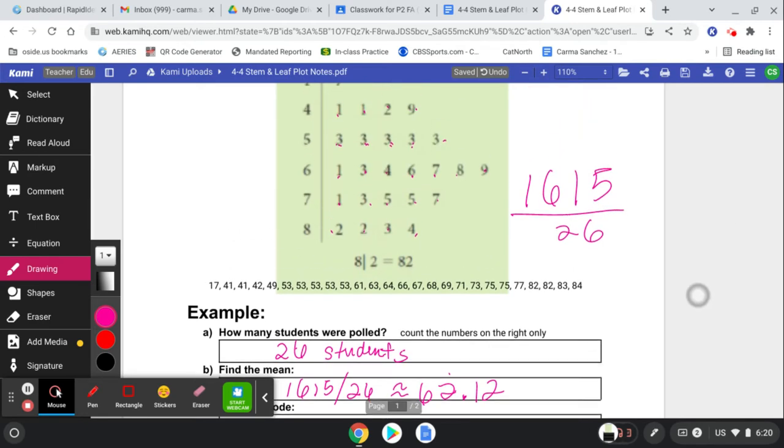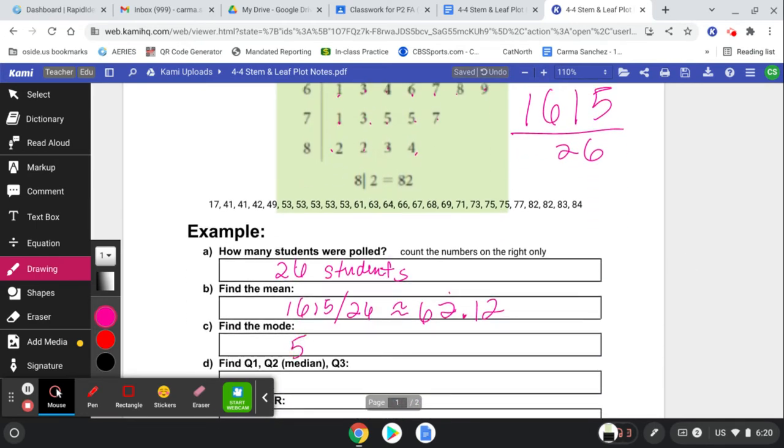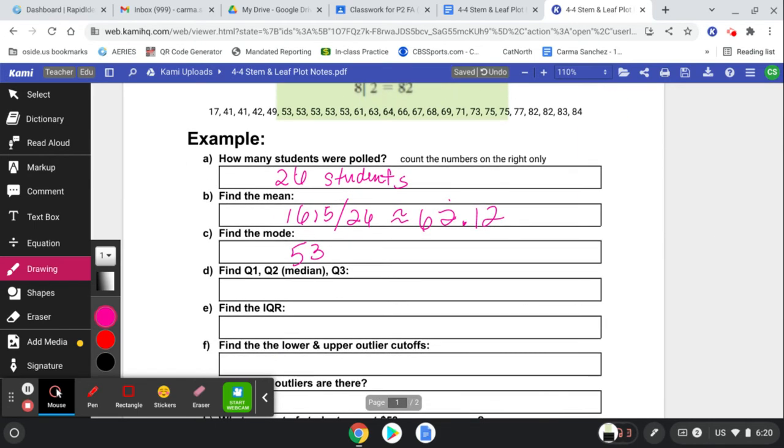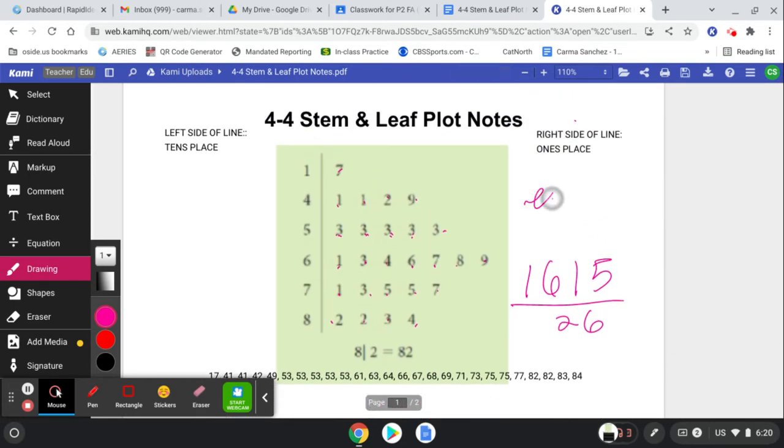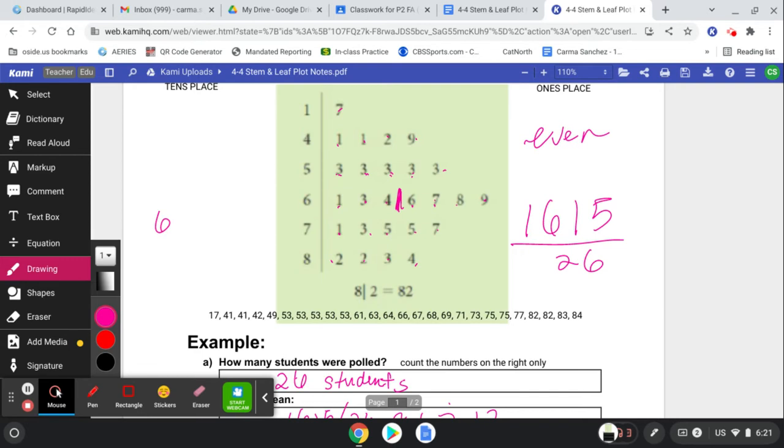Find the mode. When you were adding that, did you notice how many 53s we had? There were 5 53s, so that's my mode. Now we're doing Q1, 2, and 3. Since there's 26 pieces of data, it's an even data set. That means we're going to have to find the middle of the middle. And that's going to happen halfway through it. So if I count 1, 2, 3, 4, 5, 6, 7, 8, 9, 10, 11, 12, 13, and I cut right there, and then I count the other way, 1, 2, 3, 4, 5, 6, 7, 8, 9, 10, 11, 12, 13, then right there in the middle of 64 and 66 is my median, my Q2.